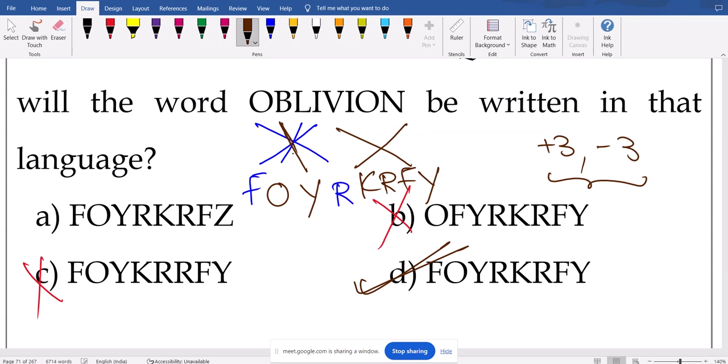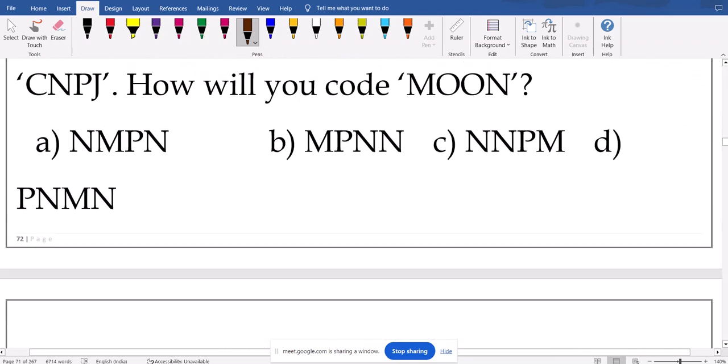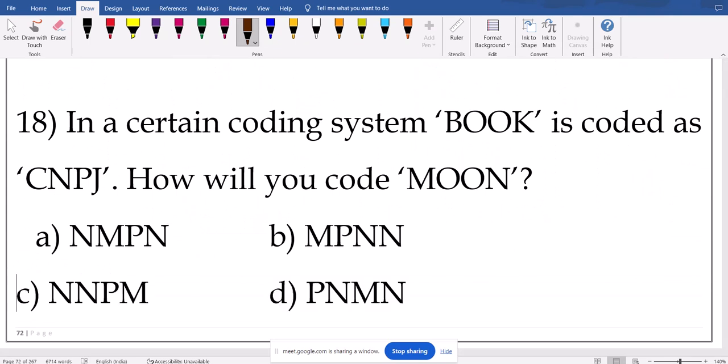Until you practice, and if you already have those types of thoughts in your mind, plus 3 minus 3 logic. Not a straightforward question. Next one. Book is called as ENPJ. So what's your answer? Option C.